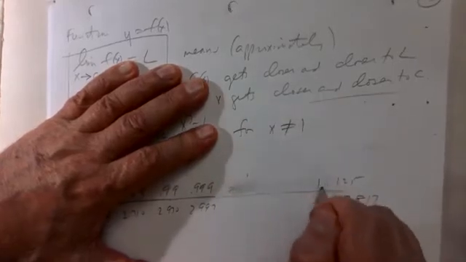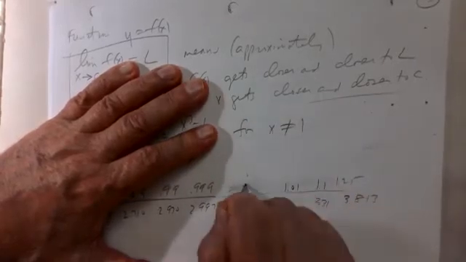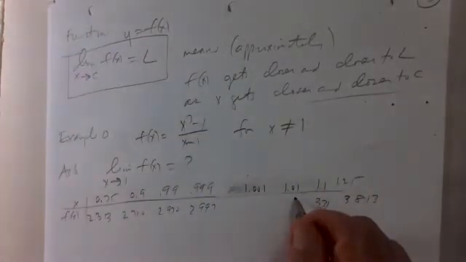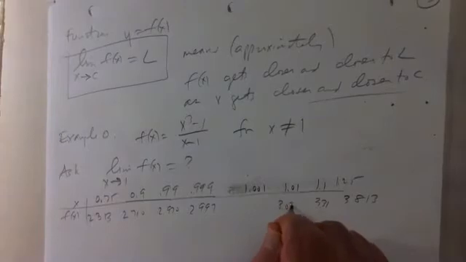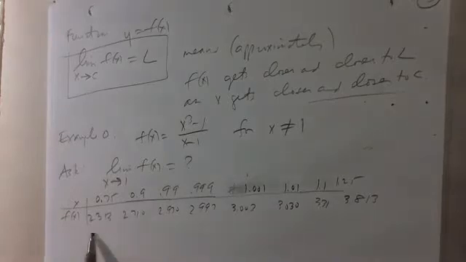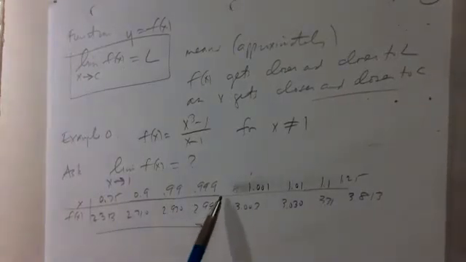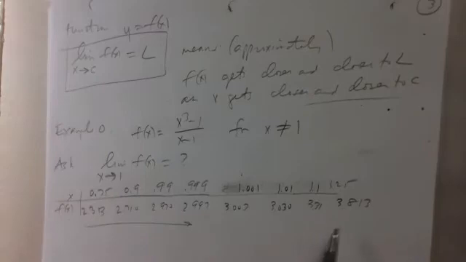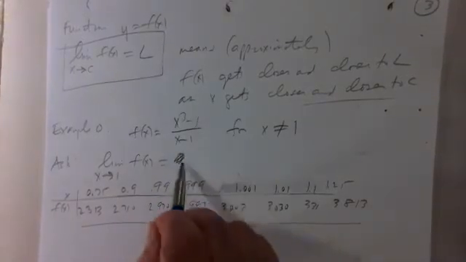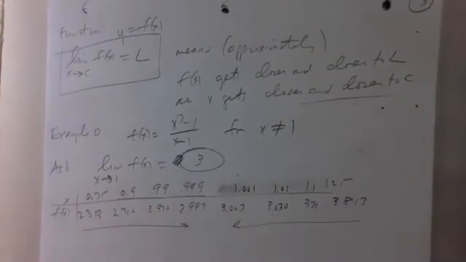So this is at 1.1, 1.01, 1.001. At 1.01, this is 3.03. At 1.001, this is 3.003. And it looks like as you approach the number 1 from below or from above, the limit of f of x looks like it's getting closer to 3.